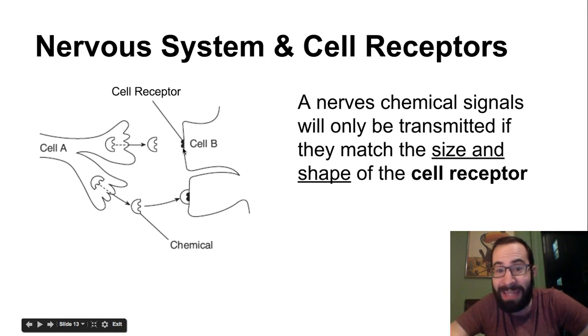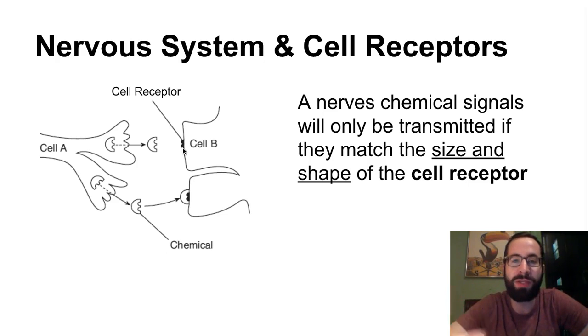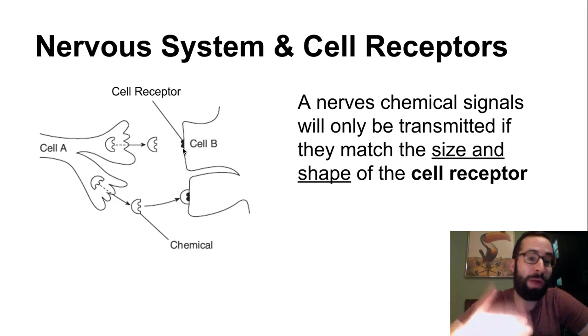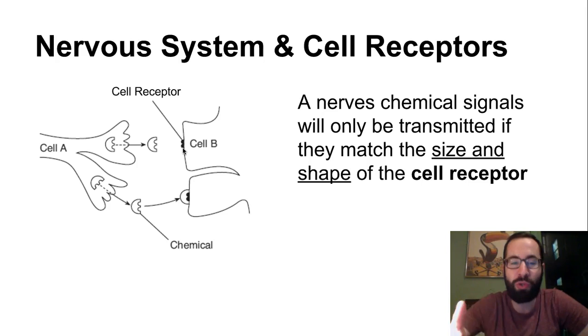Now, this is similar to enzymes. Enzymes only function with a particular substrate. They have the right size and shape. The same is true of your nervous system. The electrical chemical signals that are being sent in by the nervous system will only be passed on to the next nerve if that next nerve contains the correct cell receptor molecule.